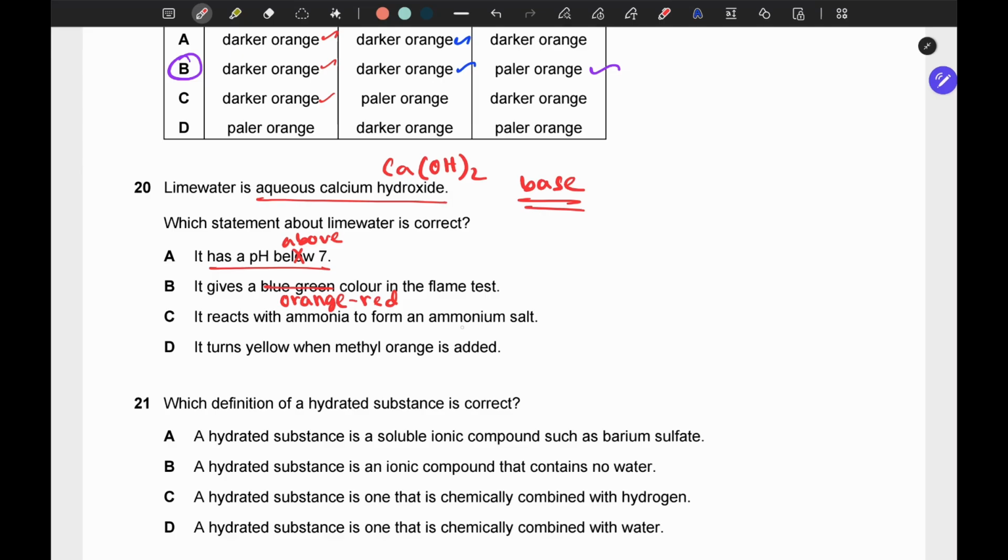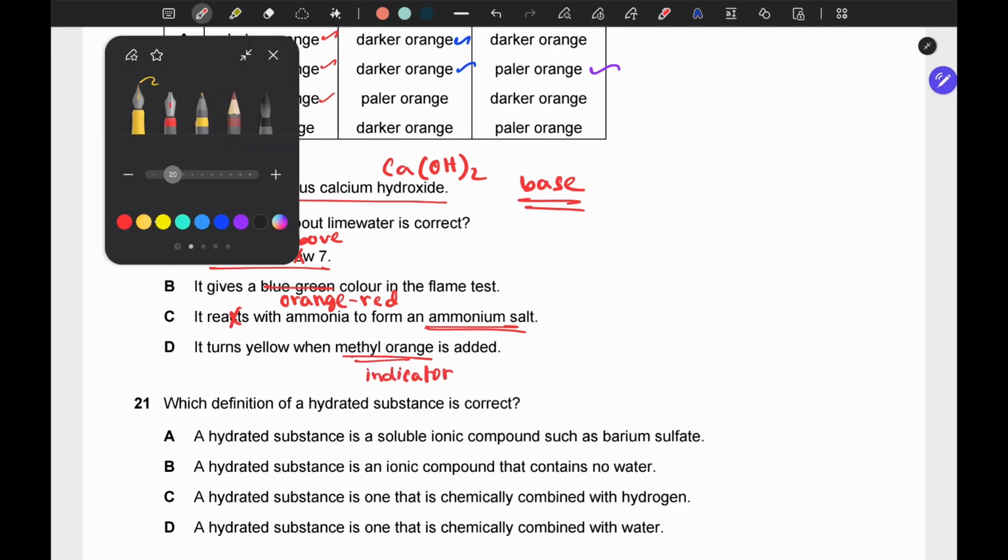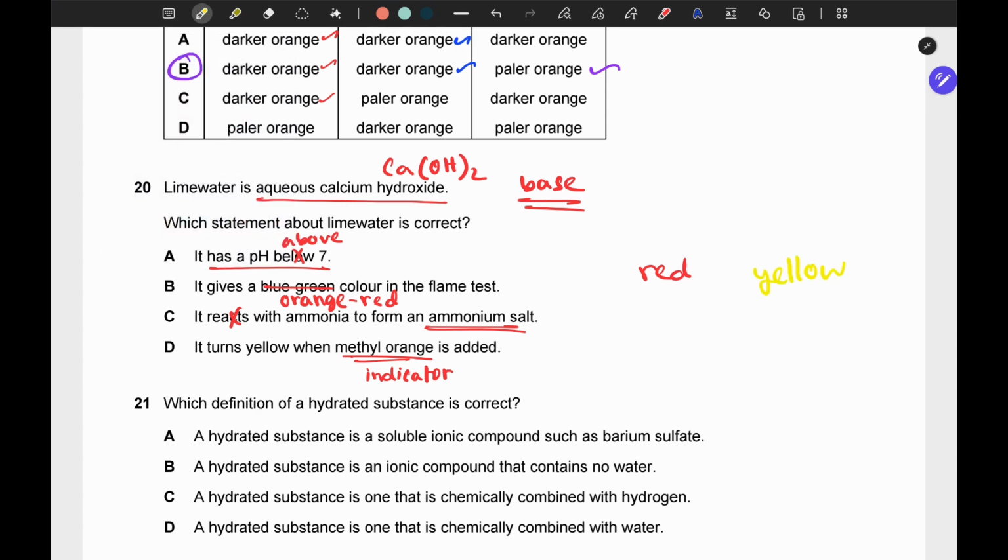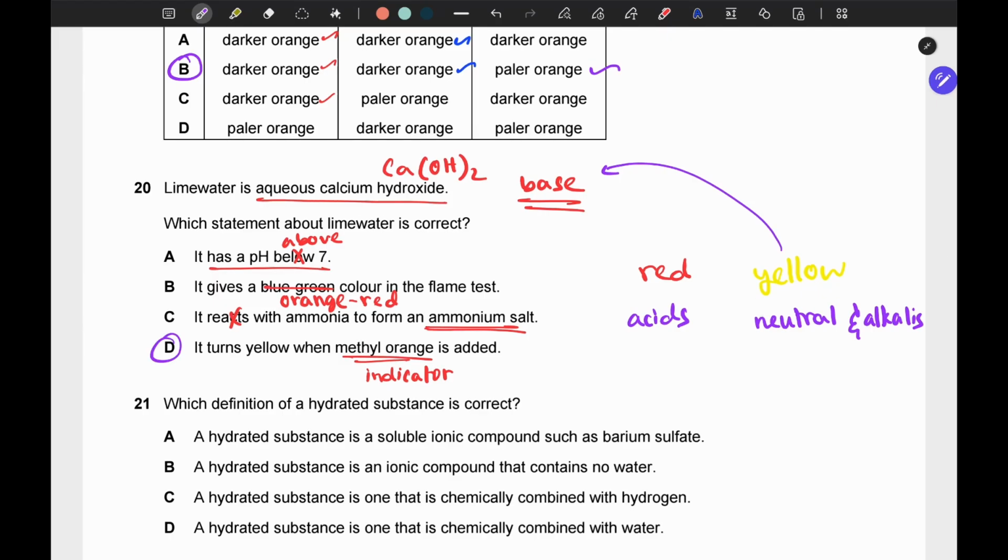It reacts with ammonia to form an ammonium salt. So calcium hydroxide is a base, ammonia is a base. Two bases don't react together. So that will again not work. And then it turns yellow when methyl orange is added. So methyl orange is an indicator, and it has two colors. It has red and yellow. So it gives us a red color for acids, and it gives us a yellow color for neutral and alkalis. In that case, since calcium hydroxide is a base and alkali, the answer for 20 is D.